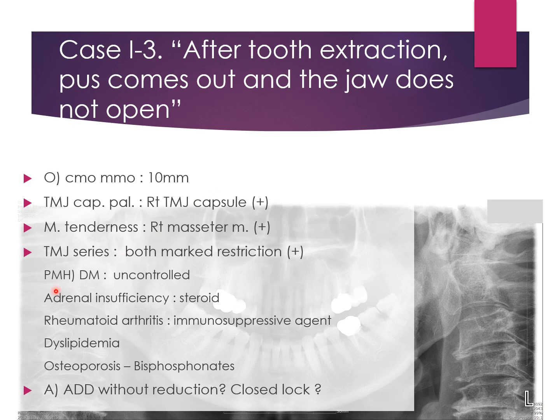However, she had uncontrolled DM. She had continued to take steroids because of adrenal insufficiency. She was taking an immunosuppressive agent for rheumatoid arthritis. She had dyslipidemia, and she was taking bisphosphonate because she had osteoporosis. If so, was the diagnosis ADD without reduction? Closed lock? Really?